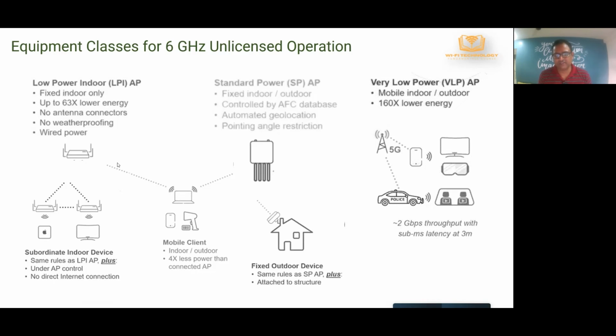And then we also have the fixed outdoor device category. Again, for this device category, it's most likely used for outdoor mesh networks, outdoor bridging, and so on. The same rules as standard power access points will apply, and these are attached to a structure, and they can also act as stations or devices to connect to other access points. So these are the various equipment classes or categories, both access points and the station side.